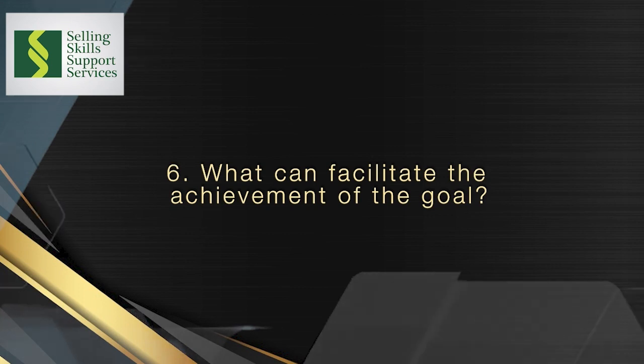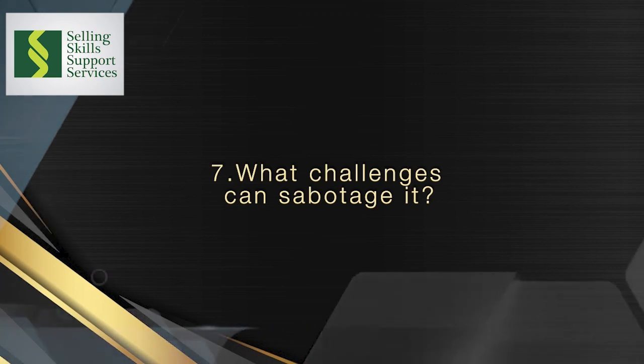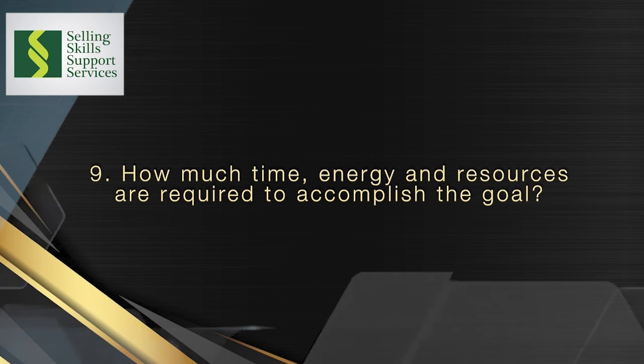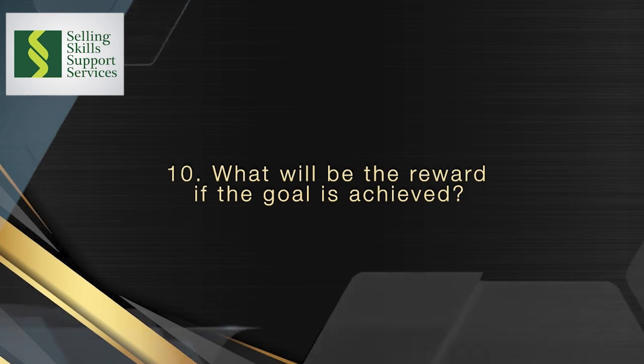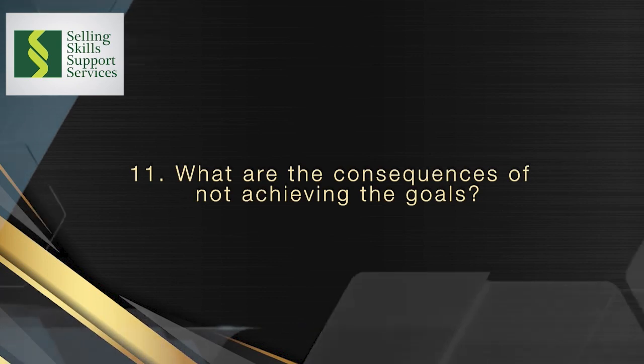Allocation of responsibilities, delegation. You would also need to ask questions like, what can facilitate the achievement of this goal? And then, of course, what challenges and bottlenecks can sabotage and prevent us from achieving this plan or this goal? How can the challenges be prevented? Or if they can't be prevented, how can they be tackled? You also ask questions like, how much energy, resources, and time are required to accomplish this goal or these goals? What will be the reward if the goal or goals are achieved? And what are the consequences, meaningful consequences, for not achieving these goals?